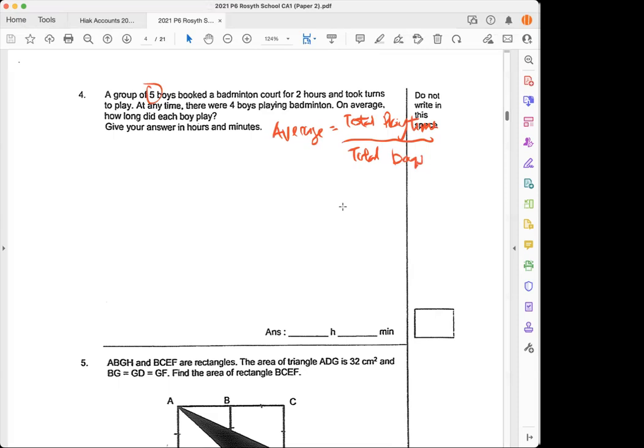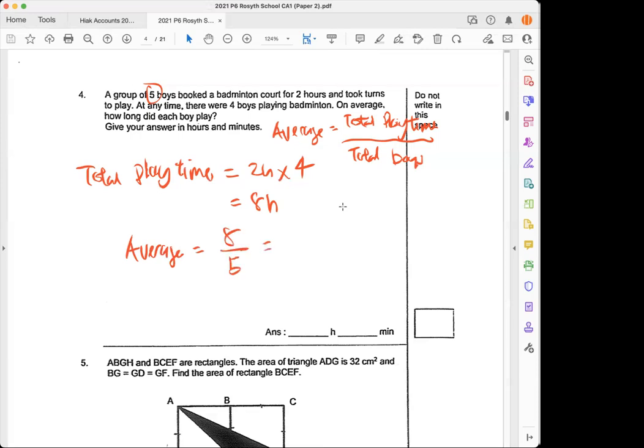Now, at any one time, you can have 4 players, and the court was booked for 2 hours. So the total play time will be 2 hours multiplied by 4 players. Sorry, 8 hours. 2 times 4, 8 hours. So the average will be equal to total play time over total number of boys, which is 5. And you get 1.6 hours.